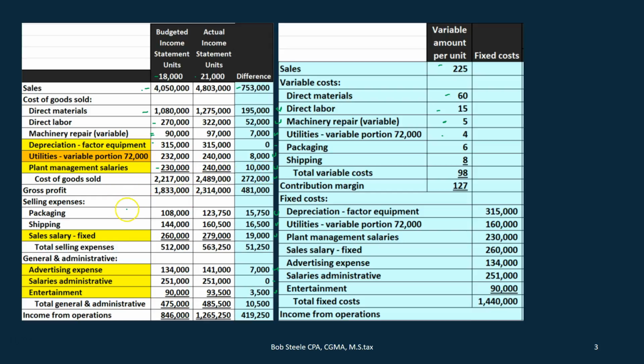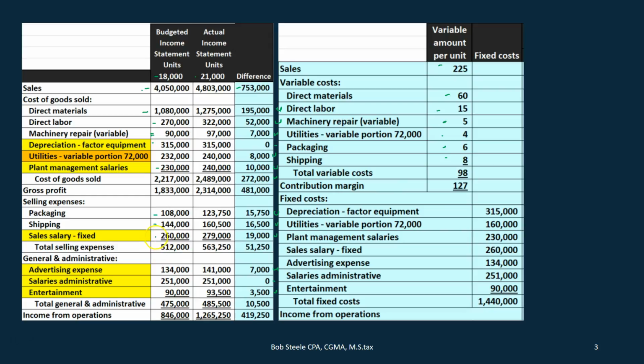And then we've got the selling expenses, packaging. We said that the packaging is variable, so we take the 108 divided by 18. That's going to be this $6 per unit here. The shipping we said was variable. That's a 144 divided by the 18. That's going to be the 8 over here.